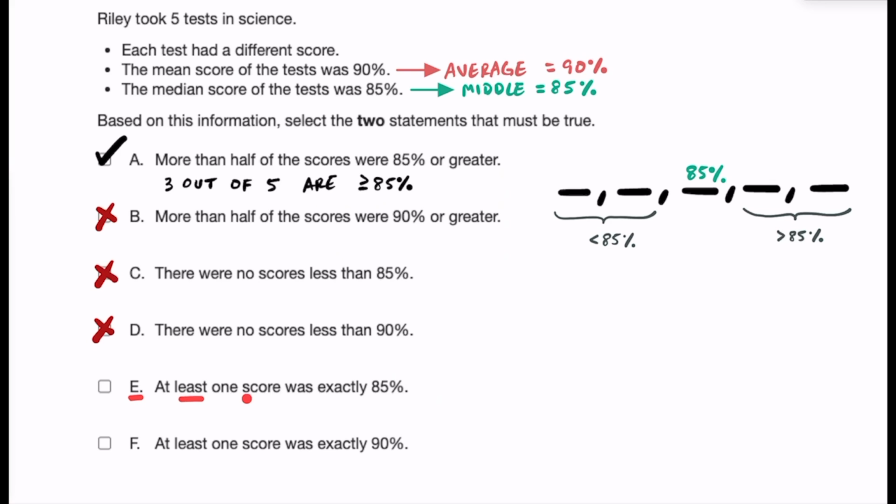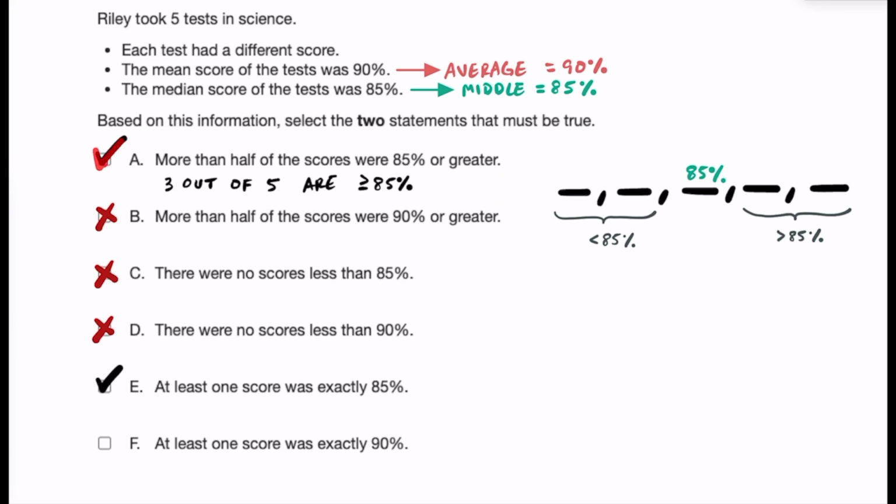For E, it says at least one score is exactly 85%. Well, again, we've said that this 85% has to exist as the median here because there's an odd number of data values. 85% has to go in the middle, so 85% exists at least once. So this one is definitely true.